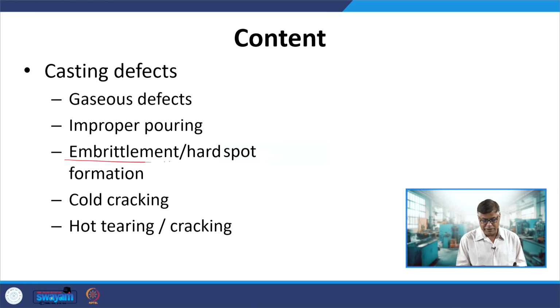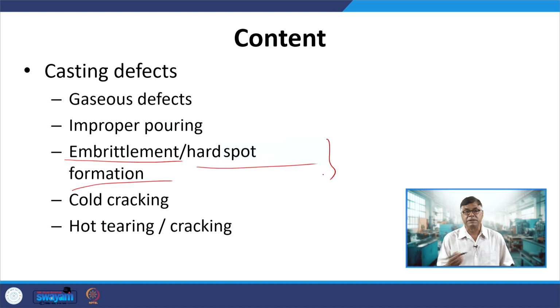So, embrittlement when it happens across the section, or localized hard spot formation, happens especially due to the presence of very thin sections from where the heat is being extracted very rapidly.